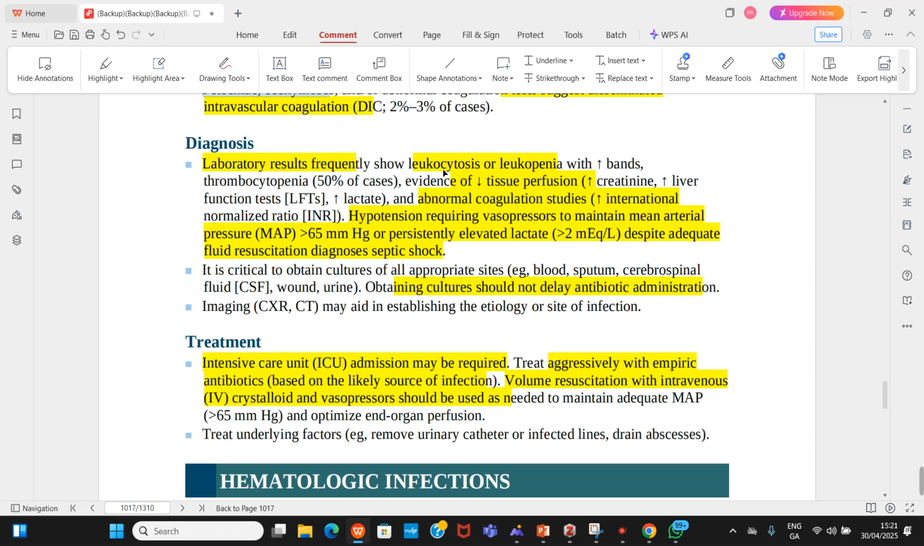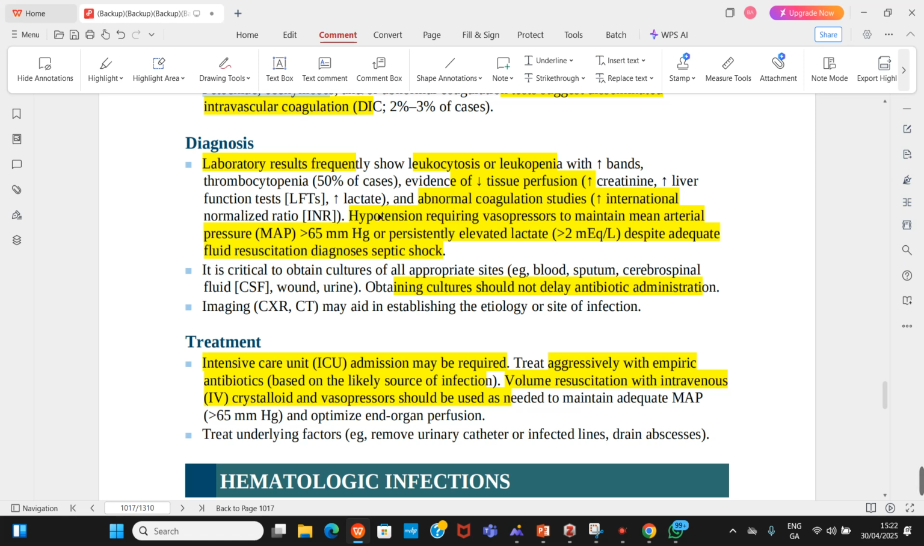So we can see leukocytosis or leukopenia, just SIRS criteria. There could be thrombocytopenia because of the hypercoagulability. We are going to notice evidence of reduced tissue perfusion. So end organ issues like problem with the kidneys. So there's going to be elevated urea and creatinine. The liver markers too might be elevated if there's reduced perfusion to the liver because of the absence of oxygenation.